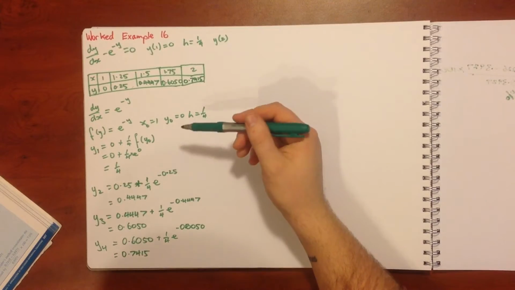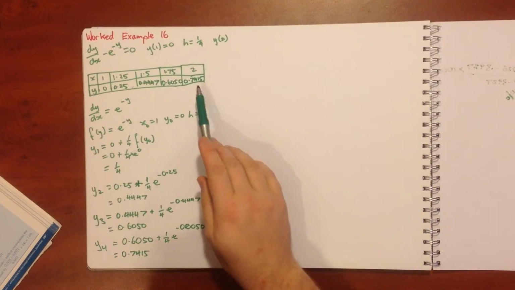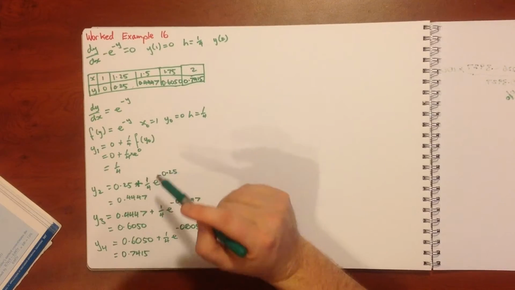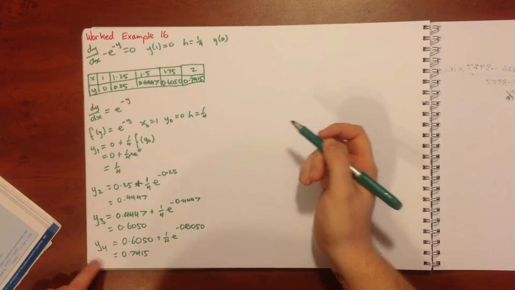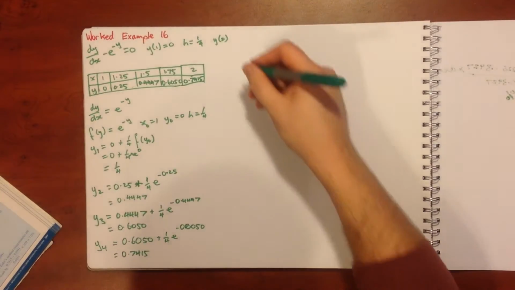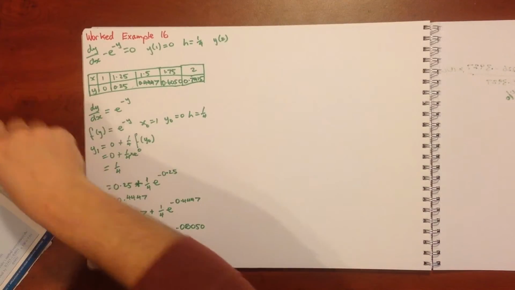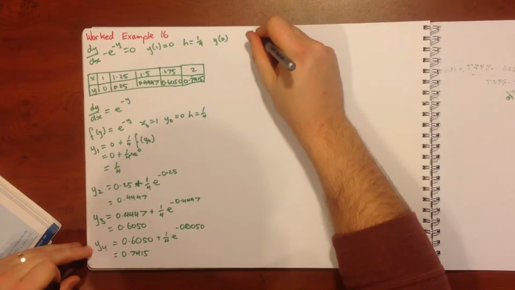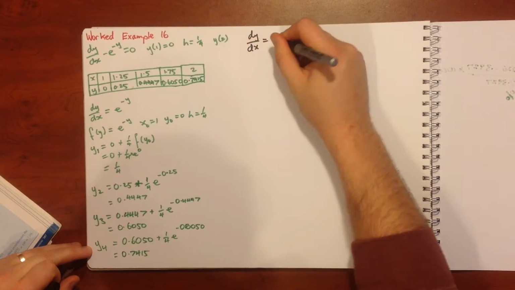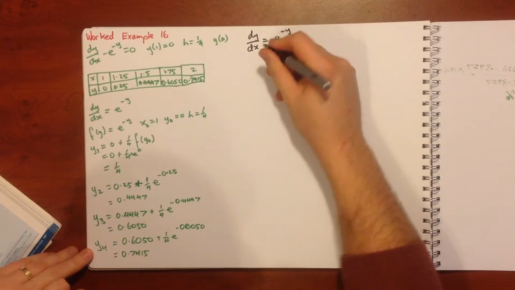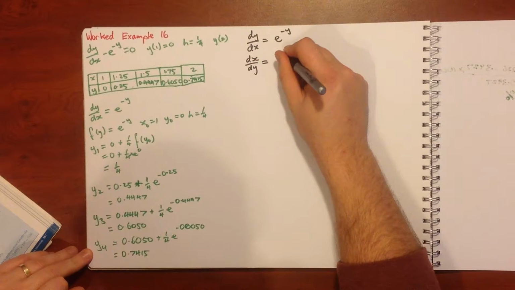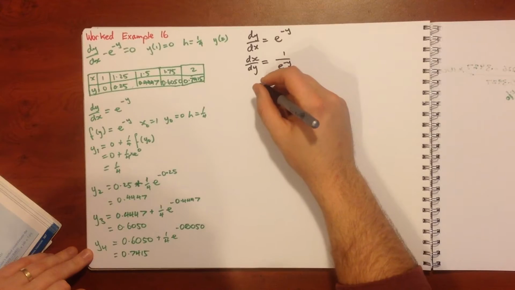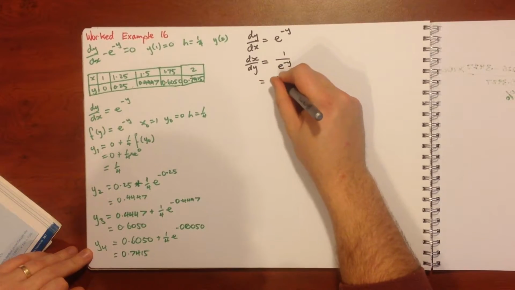Again, if we'd actually gone through and done a smaller h size, we'd end up a bit more accurate. And again, we're going to do the same thing of actually solving this and then comparing our results for part B. So our dy/dx is equal to e to the negative y, so our dx/dy equals 1 on e to the negative y, which simply equals e to the y.